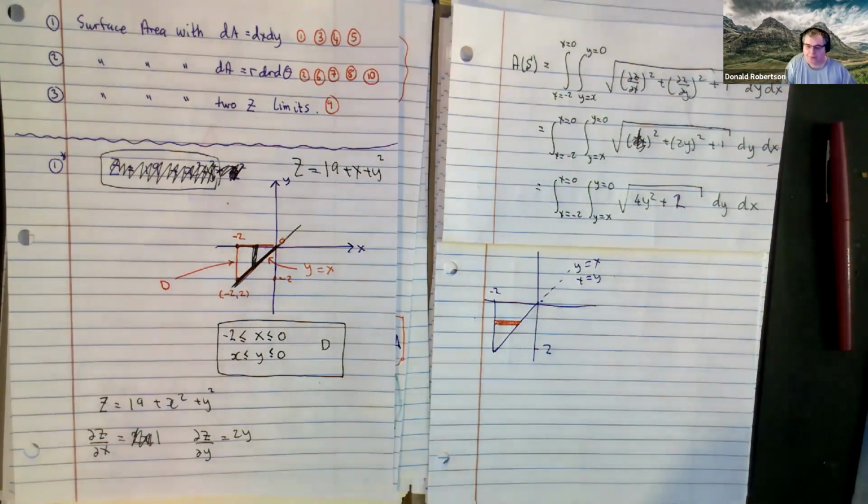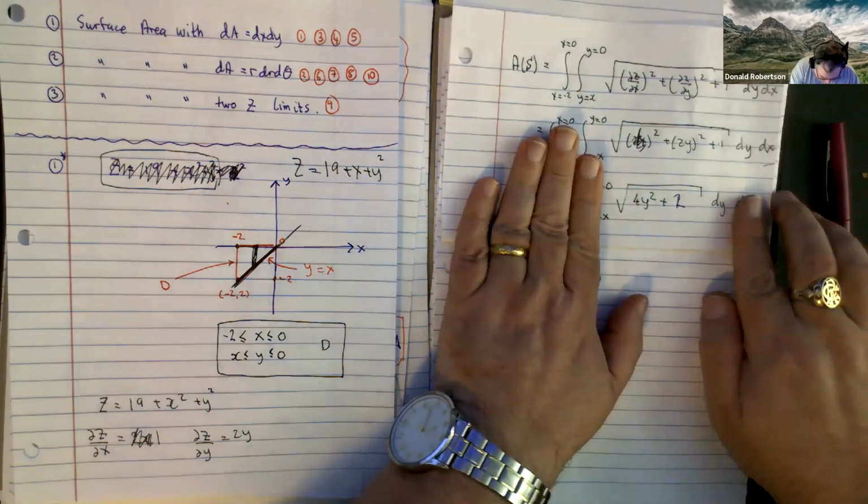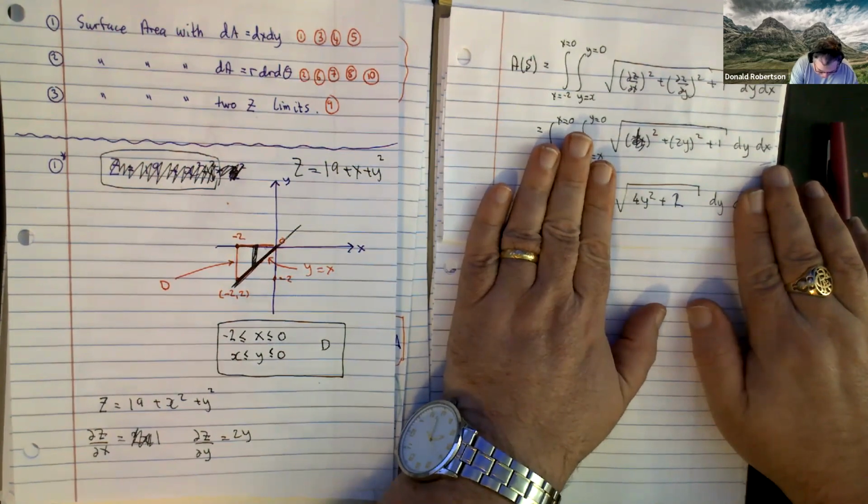John, if you don't mind, can you tell me the rationale behind your reasoning for changing? When I saw that integral, the square root of 4y squared plus 2 dy, and I said, I'm going to have to integrate that with respect to y, I said, I don't want to do that.